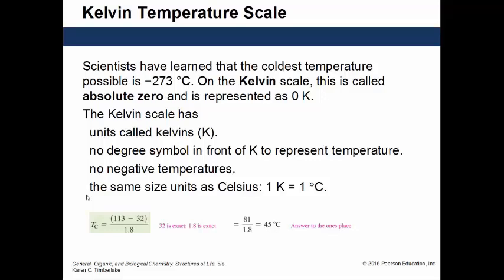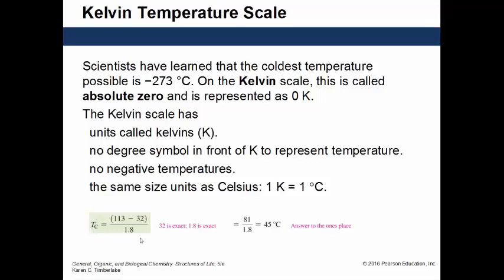One thing that's a little bit different from Kelvin compared to the Celsius or Fahrenheit, there's no negative temperature reading for the Kelvin scale. The lowest you can get is 0 Kelvin. And also has the same size units as the Celsius scale. So 1 Kelvin would equal 1 degree Celsius.